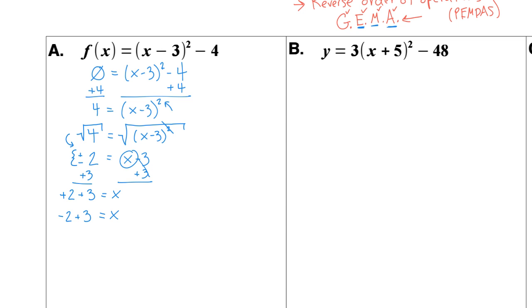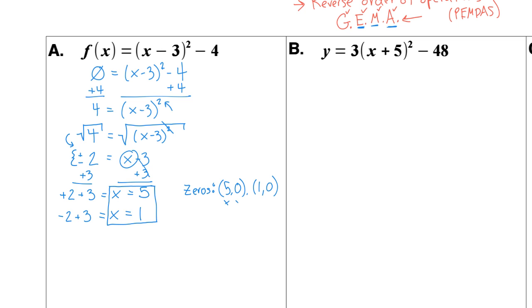So x can be either positive 2 plus 3 or negative 2 plus 3. And what would those be? Let's see. Positive 2 plus 3 is 5. Negative 2 plus 3 is 1. And so those right there are our x-intercepts. This lines up with what we've been seeing. We've been seeing 2 of them. That's what we would expect in most cases: we would see 2 x-intercepts. And this one happens at 5, 0. If we were going to write those as ordered pairs, we would write (5, 0) and (1, 0).